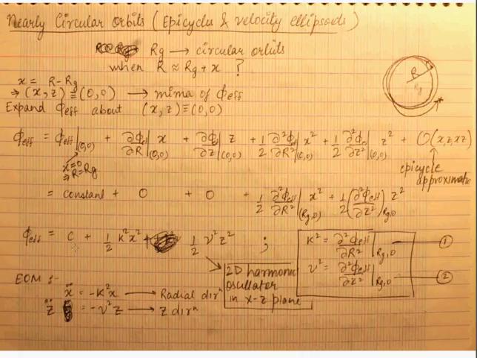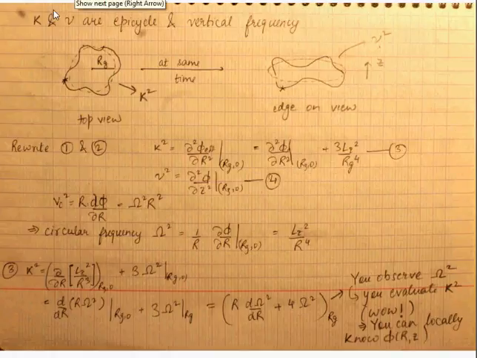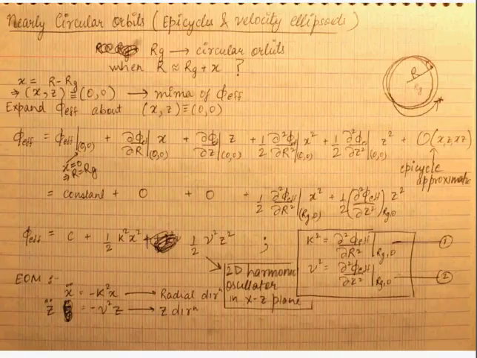So the equation of motion can simply be given by, for this gravitational potential over here, as x double dot, where double dot of course means the second order time derivative of x, equals minus kappa square x, and z double dot equals minus nu square z. So this equation is in the radial direction, and this equation is in the z direction. Now kappa and nu are the epicycle and vertical frequencies, right?